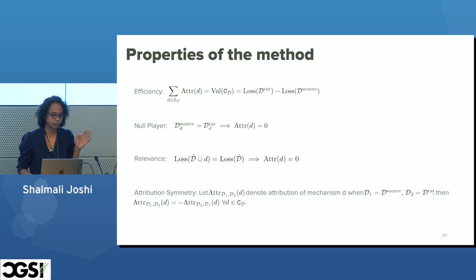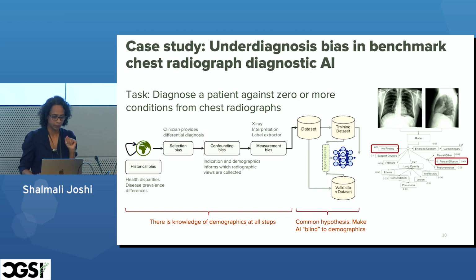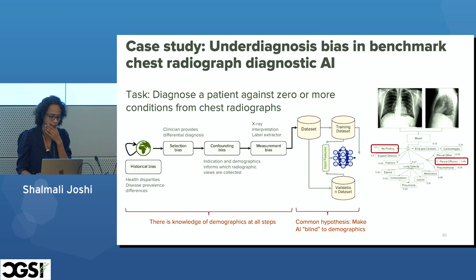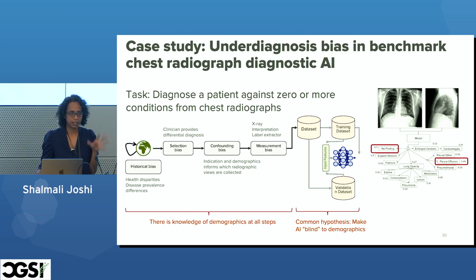And so the method has some nice properties, in that each distribution that we care about that is potentially shifting will be attributed blame such that the sum total corresponds to the total loss change that you're seeing. If a distribution does not change, then its attribution is going to be 0, and so on and so forth. So these are nice properties to have for the method. Now let's go to what happens in the X-ray case. Okay? So now we understand the setup.